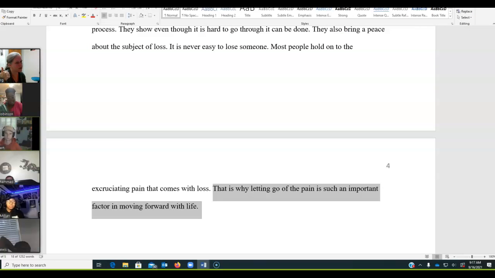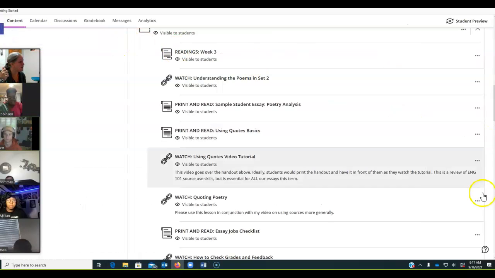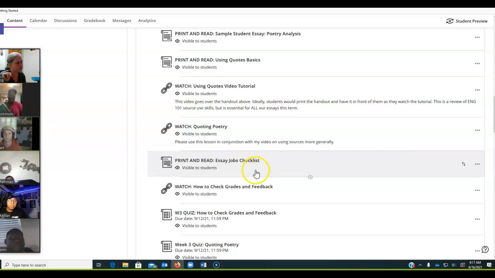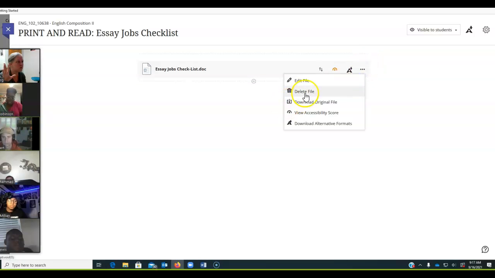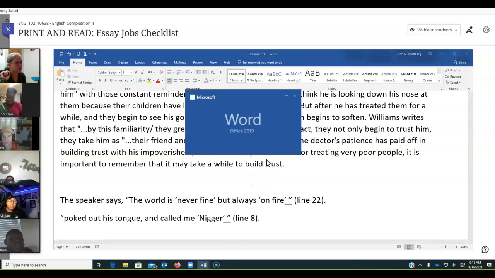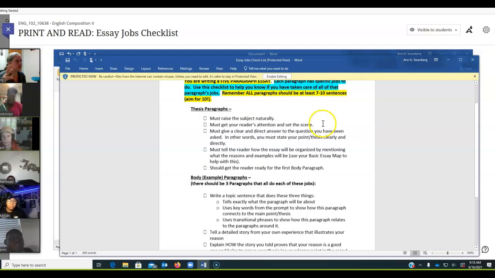Raise the subject naturally in the thesis paragraph. I want to point out that you have a tool here. If you were not in my English 101, or even if you were and it's been a minute, I want you to open up this essay jobs checklist. And this is kind of a 101 tool, and I'm putting it in here in 102 in case it's been a minute since you did 101 and you're kind of forgetting what goes in a thesis paragraph. So raise the subject naturally, give attention, set the scene, tell us which authors you're writing about and what you're thinking about, your theme.